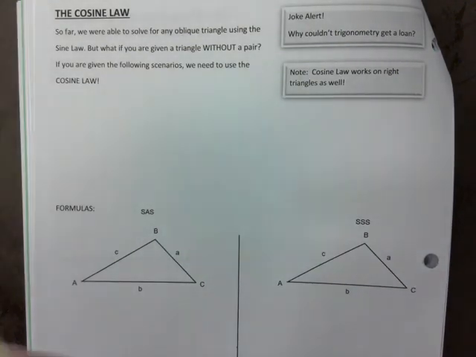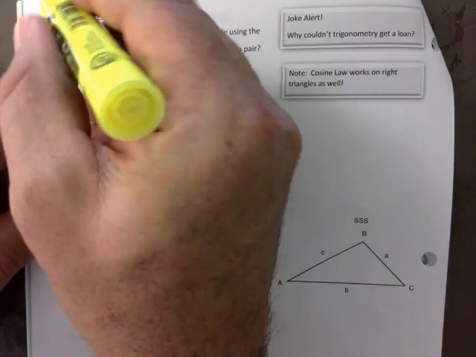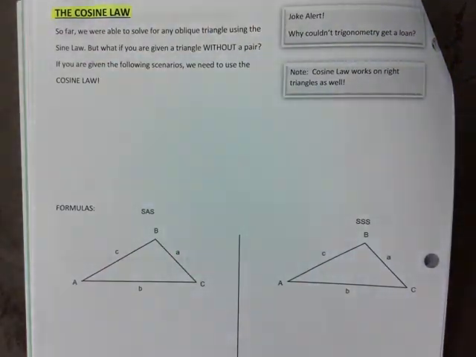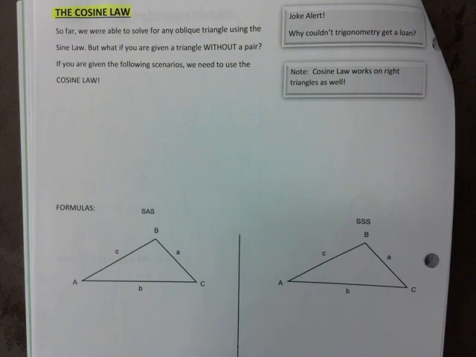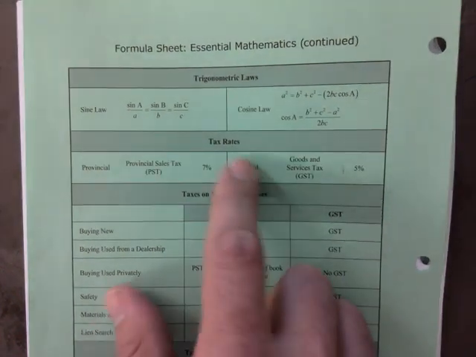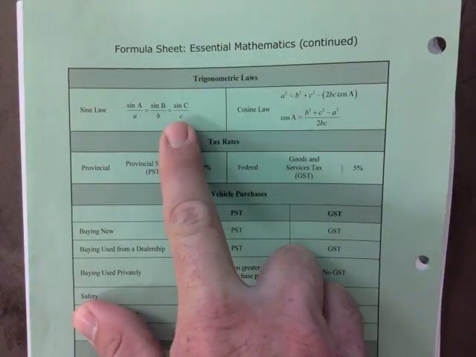Anyways, cosine law. Brand new law, right? So page 15. Very, very different. Right now is where you don't want to fall asleep, so I'm going to hit you with it right away. Look at your formula sheet, or you can just look up here. The formulas for sine law and cosine law are actually given.